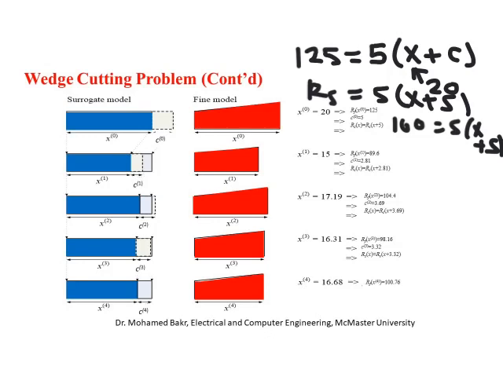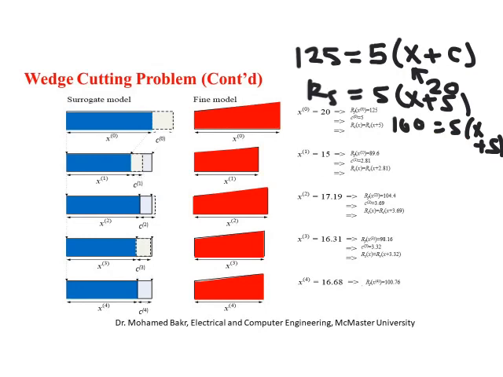Let's solve that. If you divide both sides here by 5, you get 20. And this is 5 here, so x will be equal to 15. This is our new design. So this is what we get here. This is now the guess that we have for the fine model.